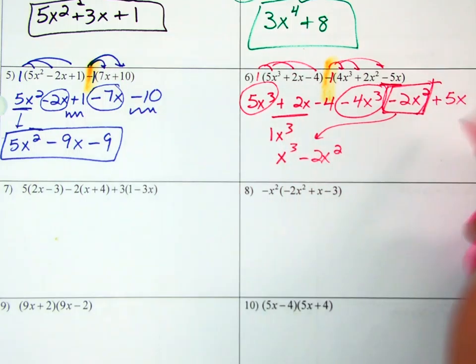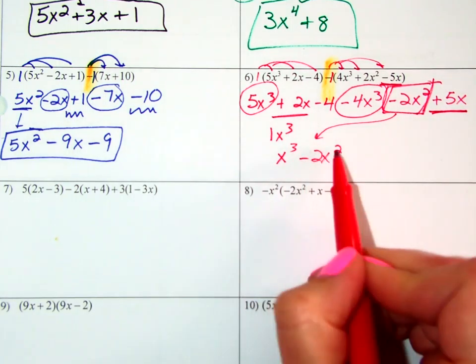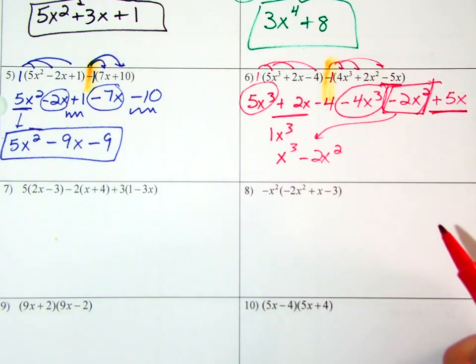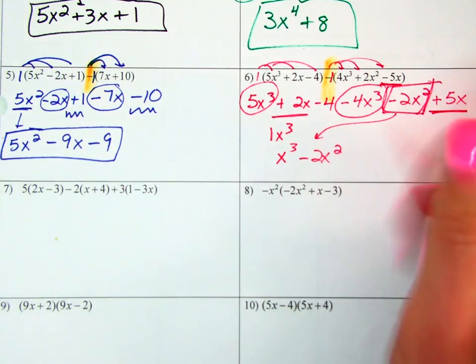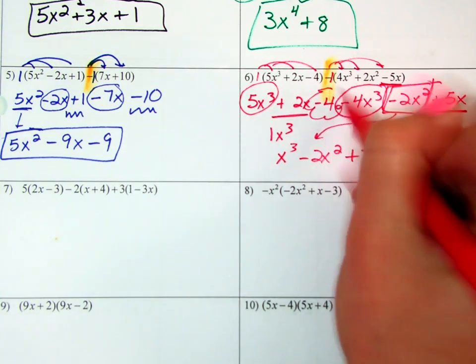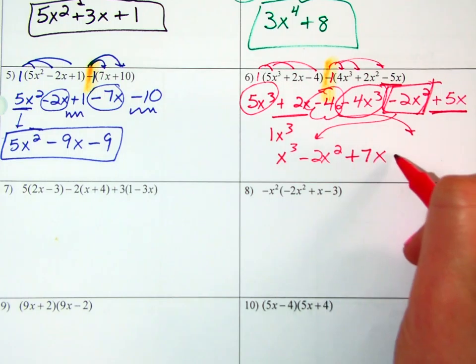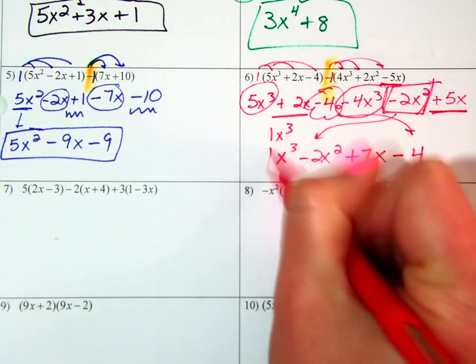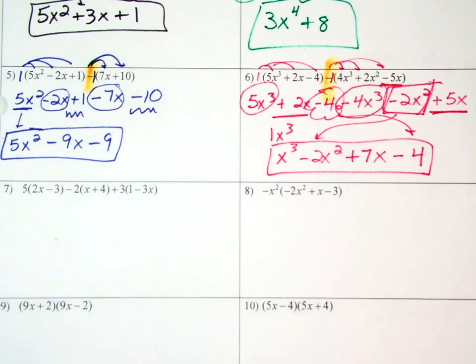So then I can combine my 2x and my 5x, because this would be 3, 2, and then the exponent would be 1. Positive 2 and positive 5 would give me positive 7x. But then I have to realize that I still have this negative 4 here. It might not have a like term, but that constant still has to get brought down to be part of your final answer.